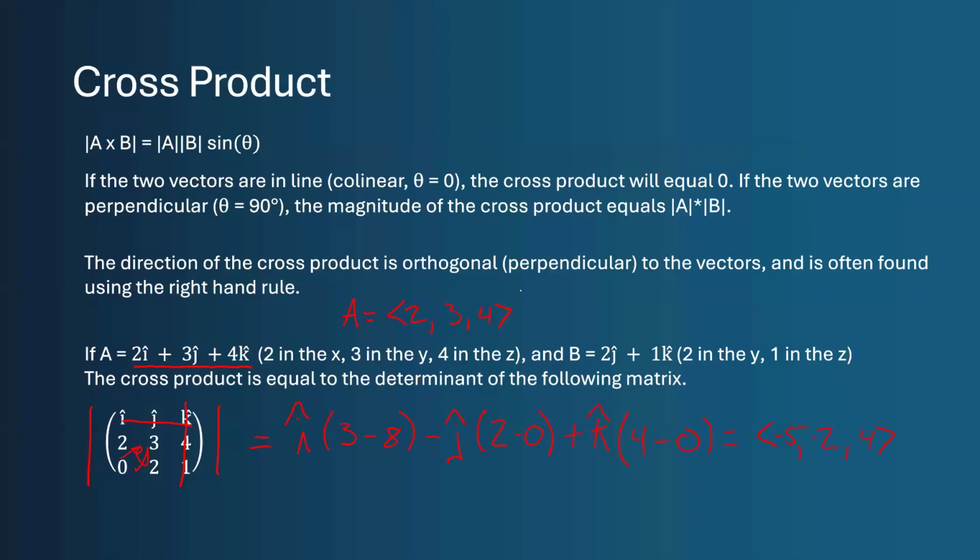And its magnitude will be equal to the magnitude of A times the magnitude of B times the sine of the angle between them. So that can be useful if we want to find the angle between two vectors that are in three-dimensional space sometimes too. But you don't really use it much in Calc 3 in that way, but just so you know.